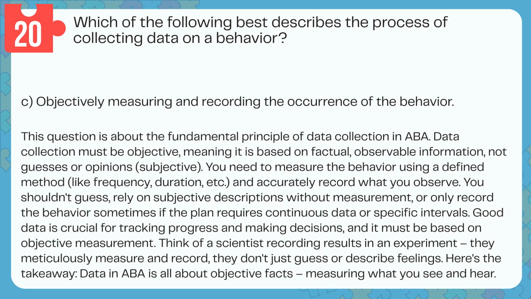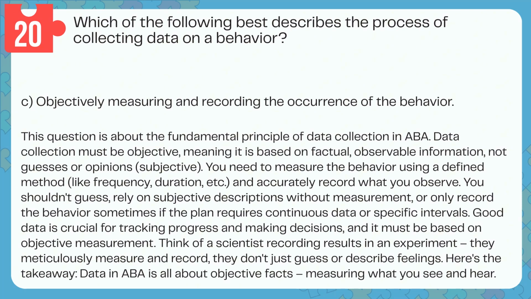Answer: C. Objectively measuring and recording the occurrence of the behavior. This question is about the fundamental principle of data collection in ABA. Data collection must be objective, meaning it is based on factual, observable information, not guesses or opinions. You need to measure the behavior using a defined method, like frequency, duration, etc., and accurately record what you observe. You shouldn't guess, rely on subjective descriptions without measurement, or only record the behavior sometimes, if the plan requires continuous data or specific intervals.